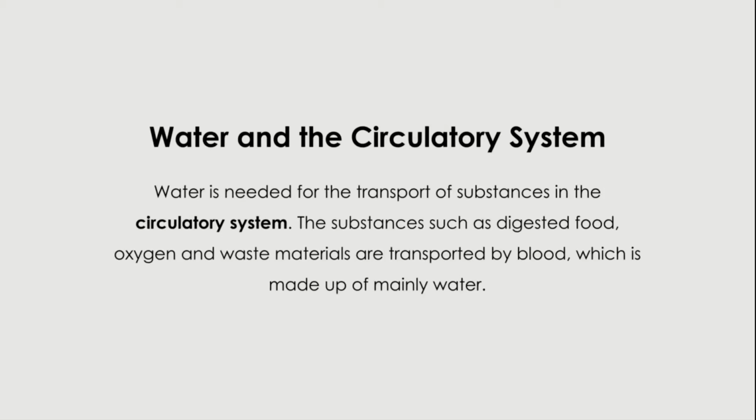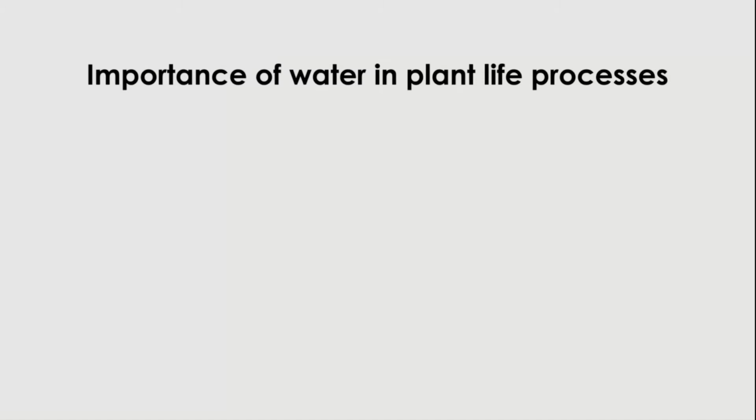How about in the circulatory system? Water is needed to transport substances. So substances such as digested food, oxygen, and waste materials are all transported by blood, which is made up of mainly water. So water is not just important for humans and our processes, water is also important for plants.